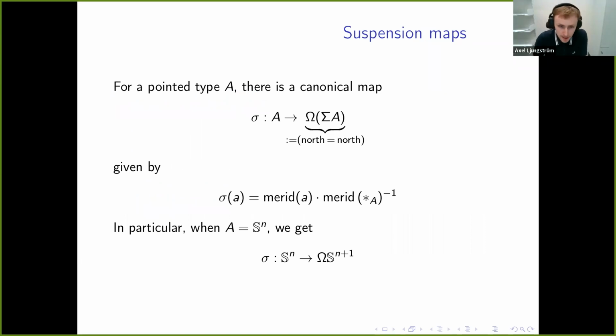An important thing here about suspensions is that there is a canonical map sigma from A into the loop space of the suspension of A, given that your type is pointed. Here the loop space of the suspension of A is just paths from north to north. This is given by mapping a to merid of a, which gives you a path from north to south. Then you want to get back to north, so you compose with merid of the base point of A inverse. In particular, since we define spheres by suspension, this gives us a map from Sn into omega S(n+1). This version of sigma is very important here. It's very useful.